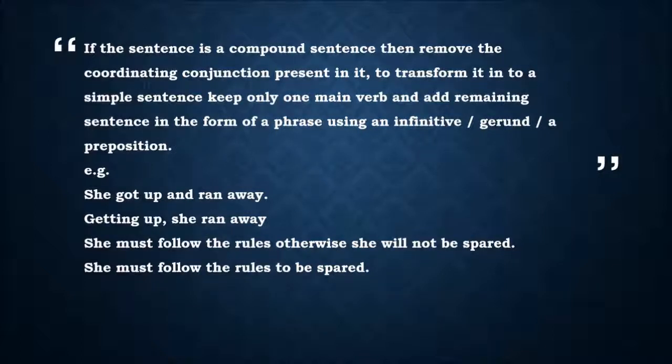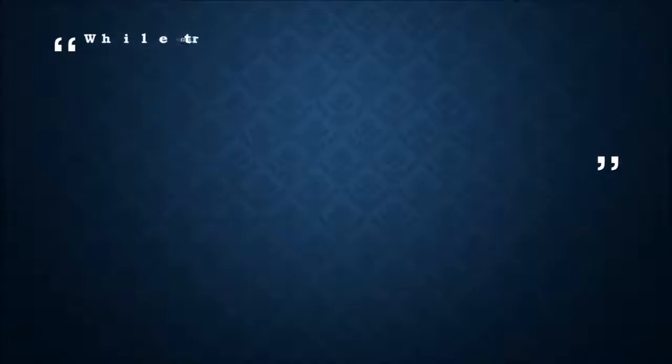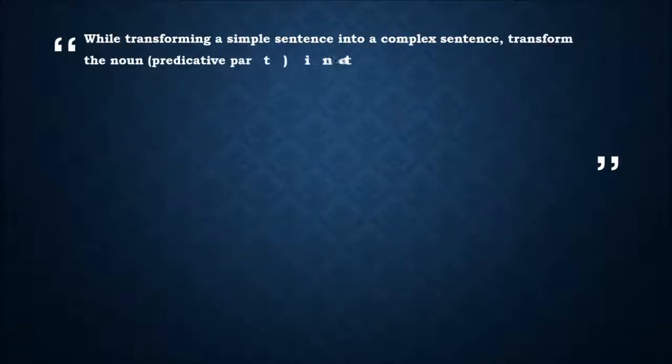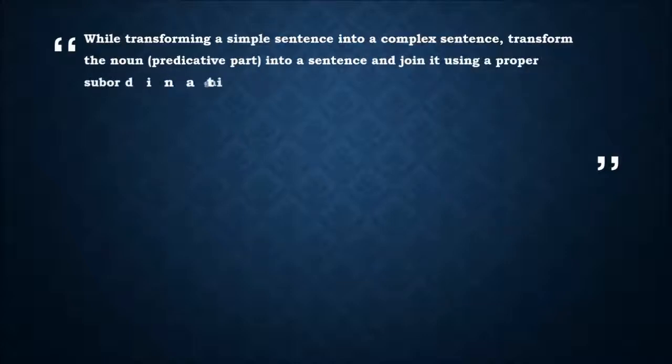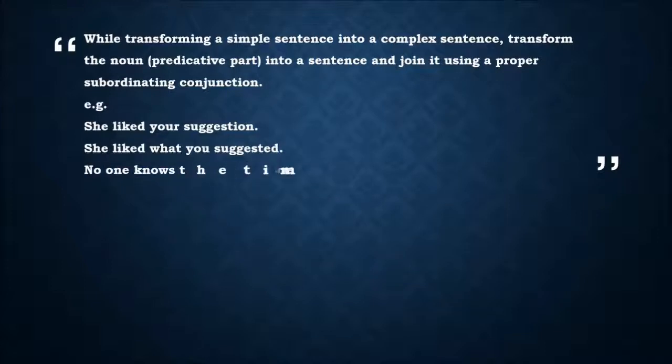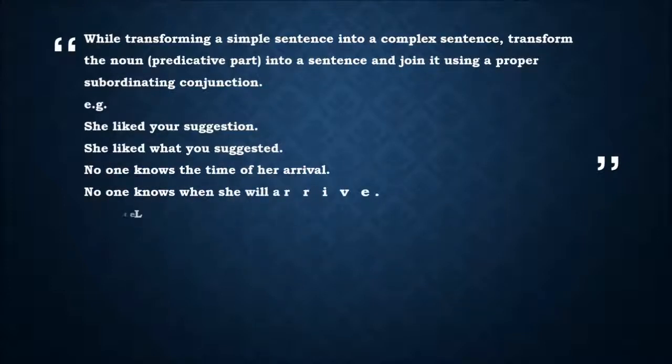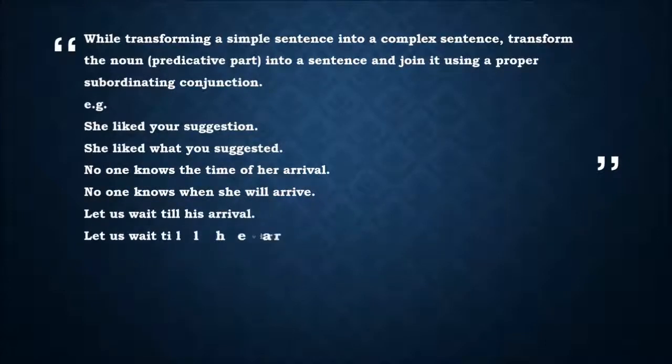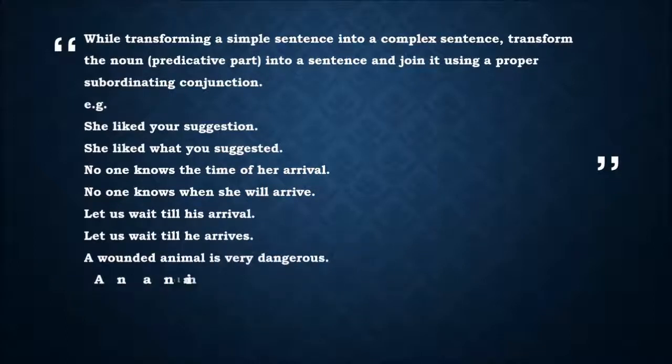6. While transforming a simple sentence into a complex sentence, transform the noun or predicative part into a sentence and join it using a proper subordinating conjunction. E.g. She liked your suggestion. She liked what you suggested. No one knows the time of her arrival. No one knows when she will arrive. Let us wait till his arrival. Let us wait till he arrives. A wounded animal is very dangerous. An animal that is wounded is very fierce.